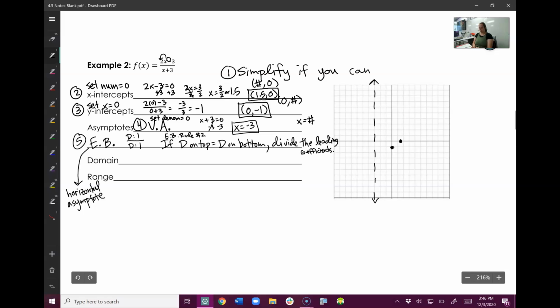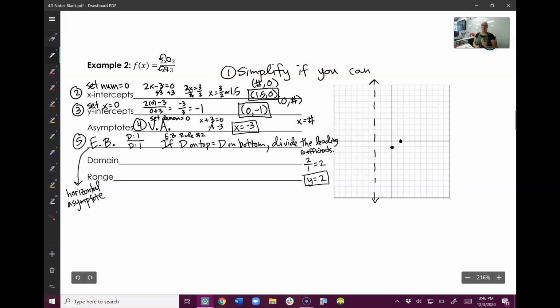So here's my degree of 1. I look at the number in front of it. That's my leading coefficient, so a 2. Here's my degree of 1. I look at the number in front of it for the leading coefficient. So that's a leading coefficient of a secret 1. So I divide my leading coefficients. 2 divided by 1 is 2. And I always write it as y equals.